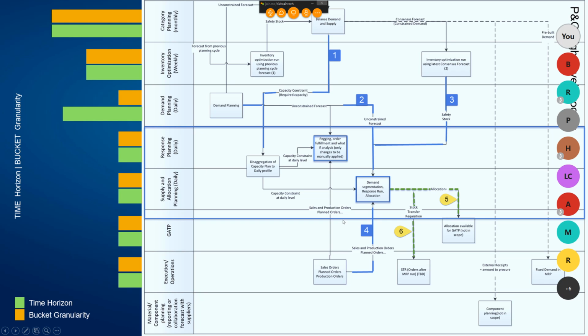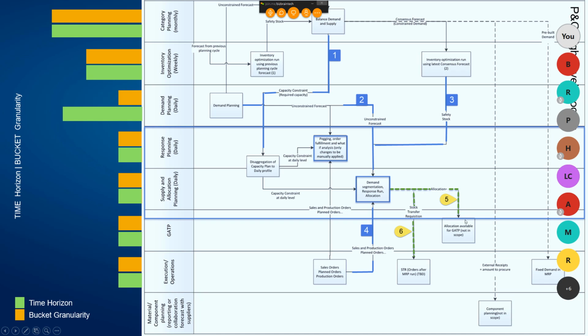And what we did here, if I give you a brief understanding of this figure: from demand and supply balancing S&OP, we were getting capacity constraints for supply allocation run and response planning. We were also getting input from demand planning, demand segmentation and response. So another input was just the demand plan.